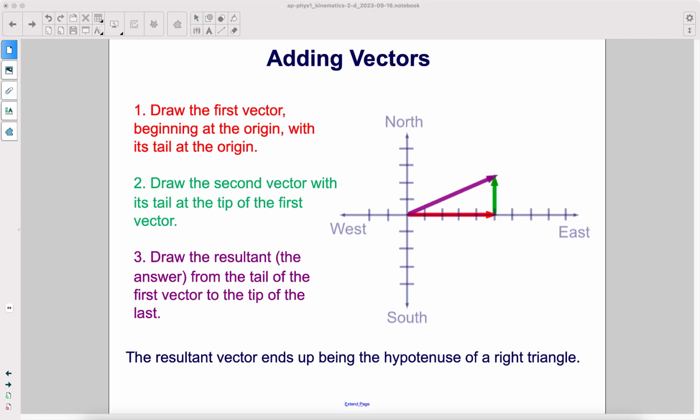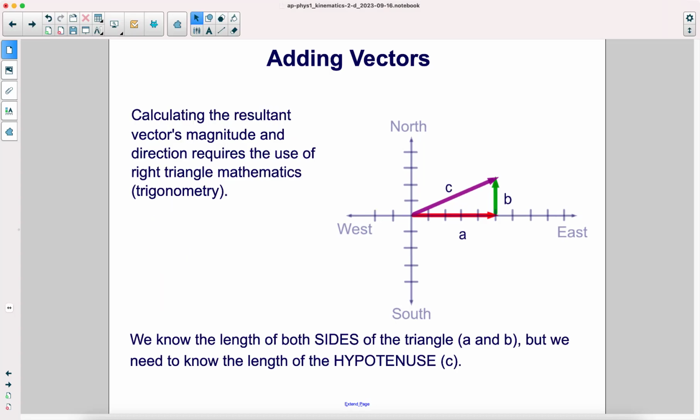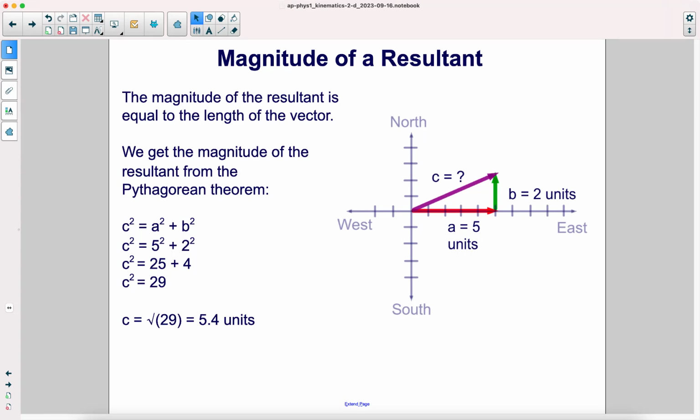The resultant vector ends up being the hypotenuse of a right triangle. Calculating the resultant vector's magnitude and direction requires the use of right triangle mathematics, trigonometry. We know the length of both sides of the triangle, A and B, but we need to know the length of the hypotenuse, C. The magnitude of the resultant is equal to the length of the vector.